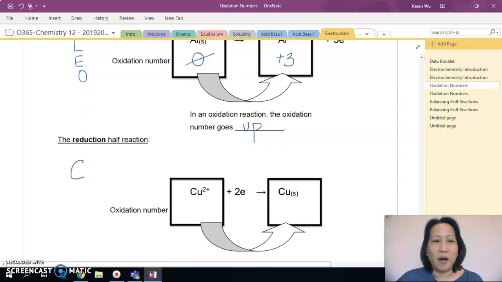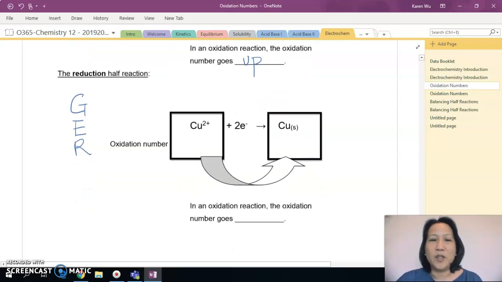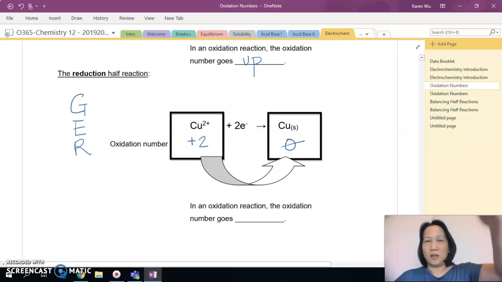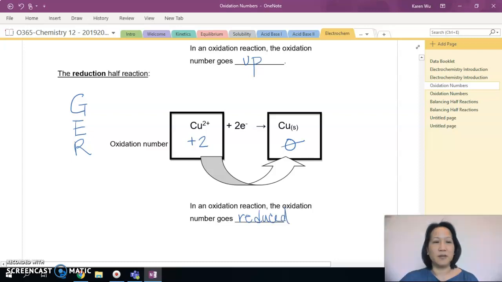Now let's take a look. Here we have our GER. Here we have gaining electrons. It's called reduction. Let's check out what's going on with the oxidation numbers. Plus 2, 0. To go from plus 2 down to 0, the oxidation number has reduced.